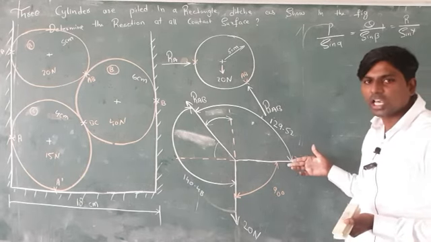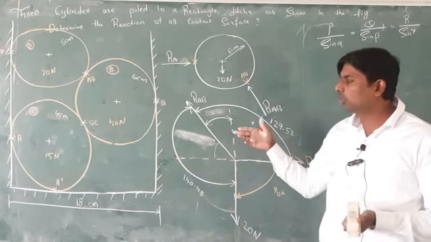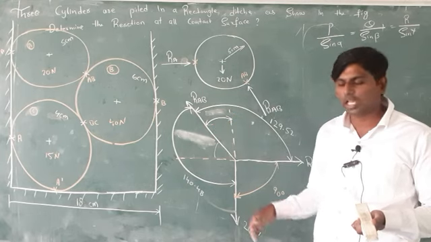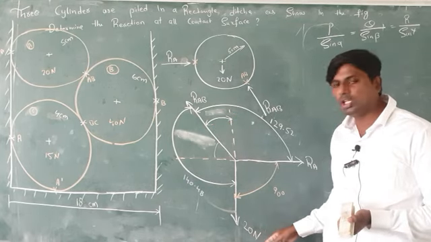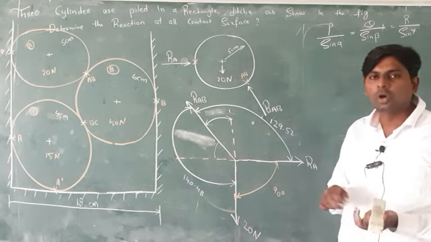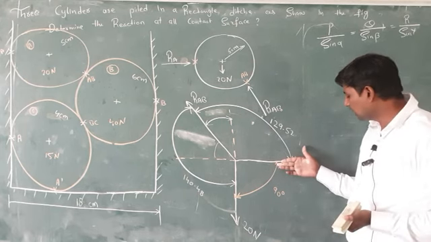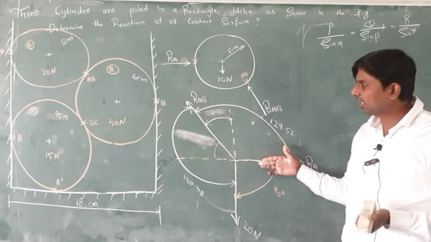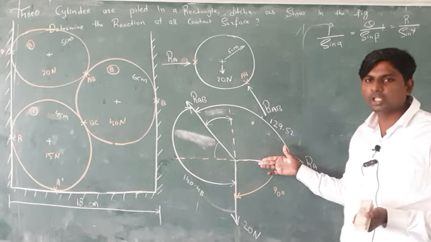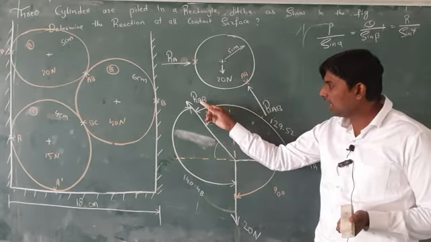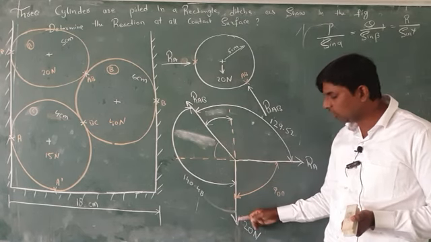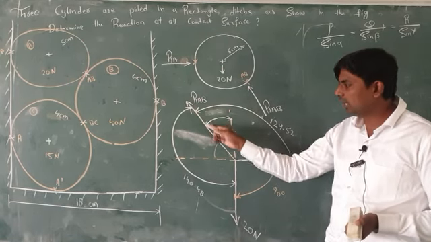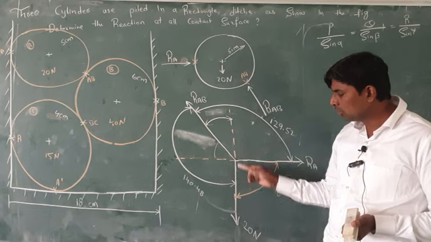If you want to select RA, you can select RA. If you want to select RAB, you can select RAB. If you want to select 20 Newton, you can select the 20 Newton. What I am doing, first I am selecting RA. If I select RA, how many forces are remaining? 2 forces. First one is RAB, second one is the 20 Newton.